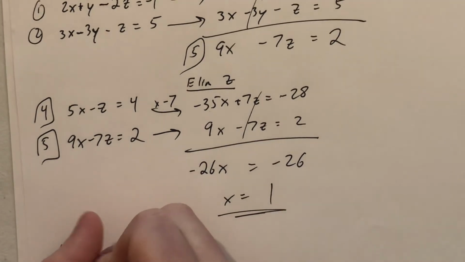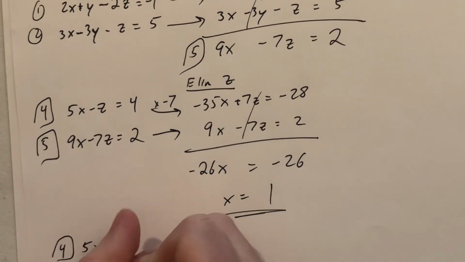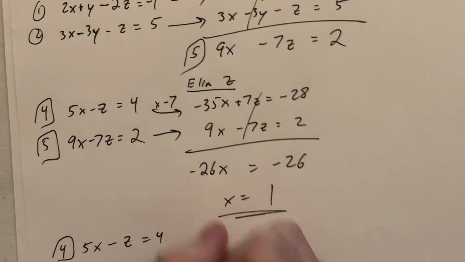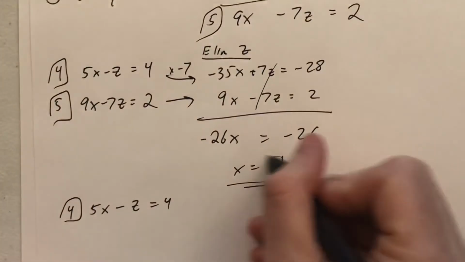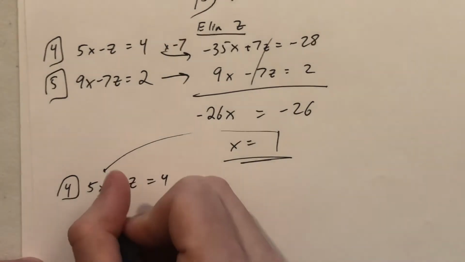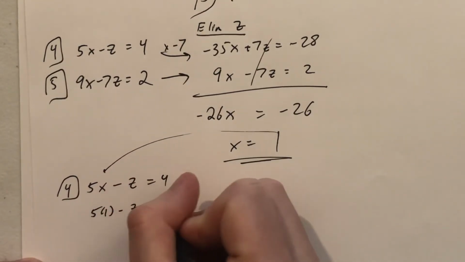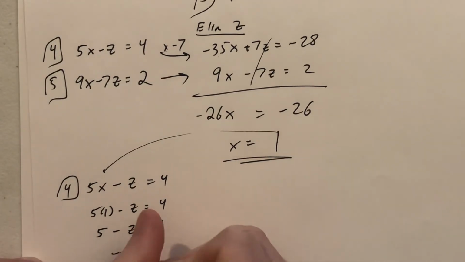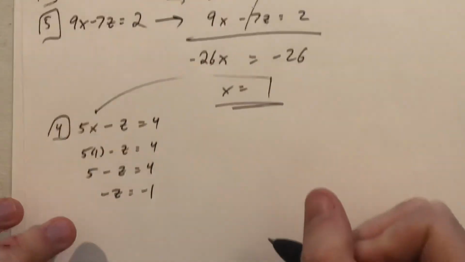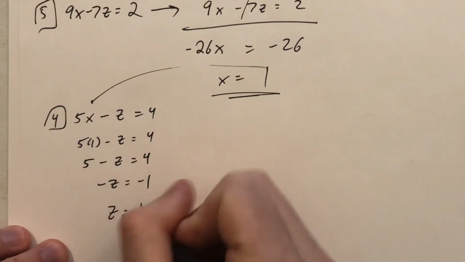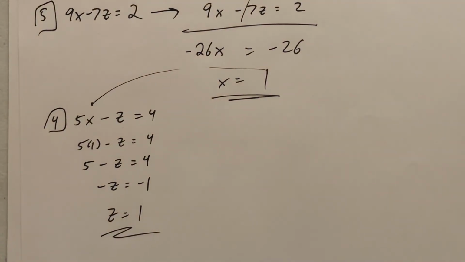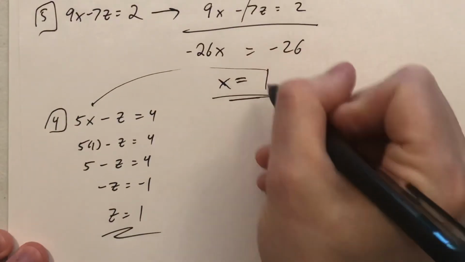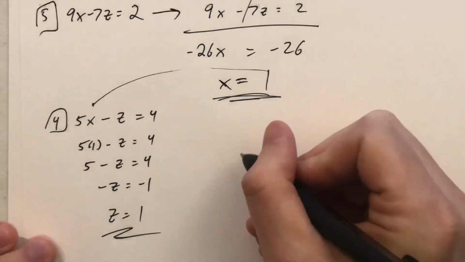Now I'll go back into equation 4, 5x minus z equals 4, and I'll take this 1 and plug it in for the x. So 5 times 1, so 5 minus z, so that means negative z equals negative 1, which means z equals 1. And now you've got x and z. We'll go back and find y.